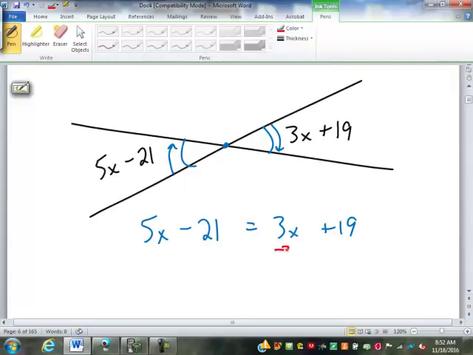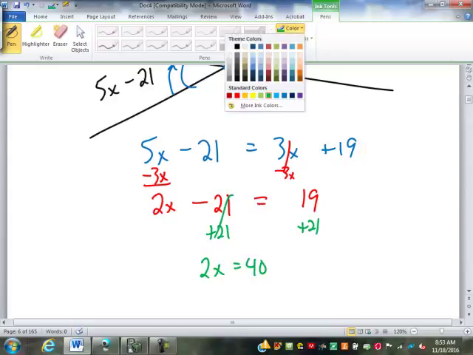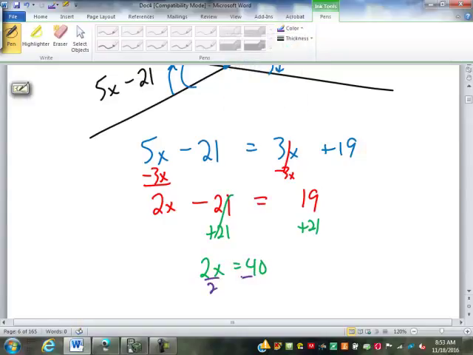I have to get rid of one of the variables. One of the x's, I have to subtract 3x. Making sure I subtract 3x over here. 5x minus 3x is 2x, negative 21. Over here we have the 19. Now what do I do? Add 21 to both sides. So 2x equals 40. And then divide by 2. X, once again, is 20. Apparently I'm hung up on 20.